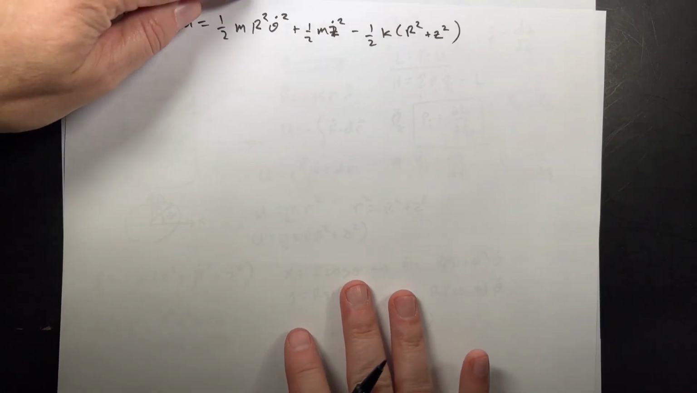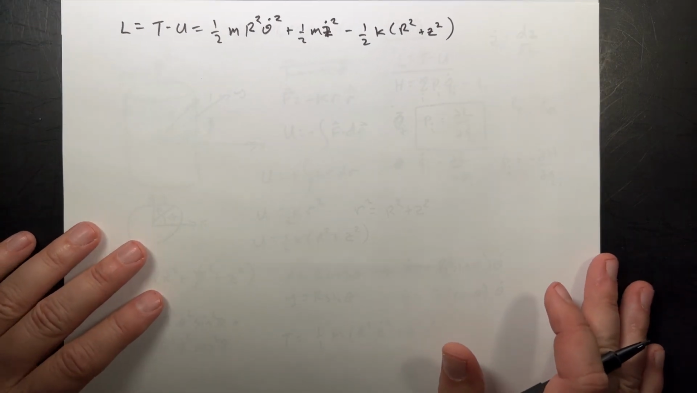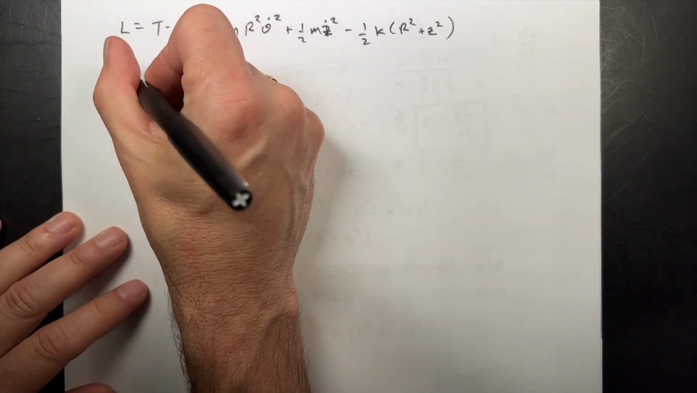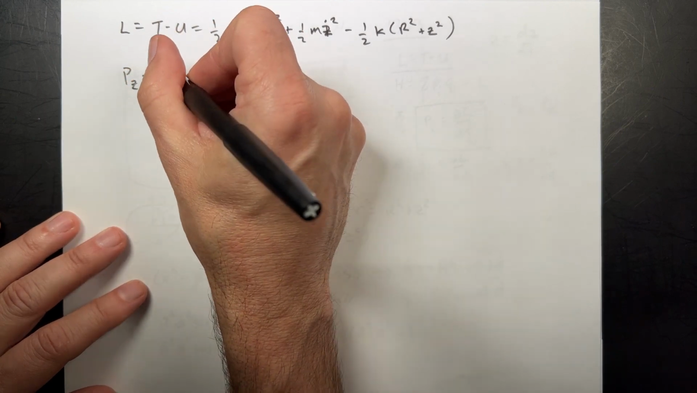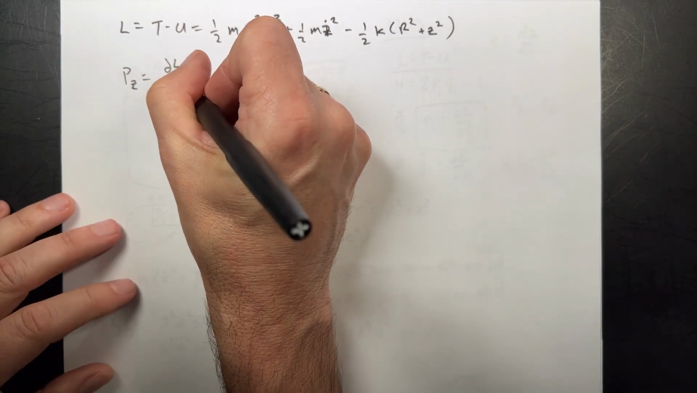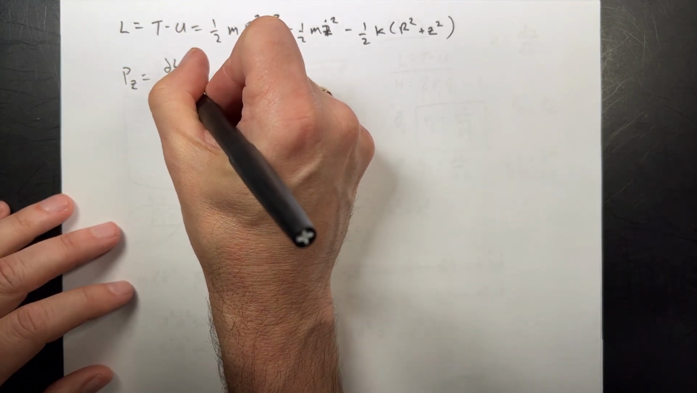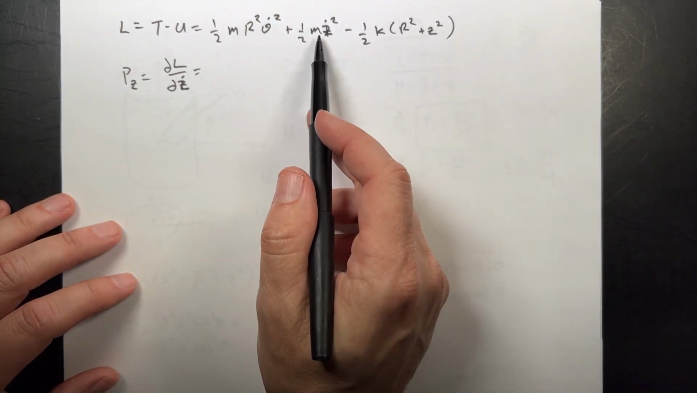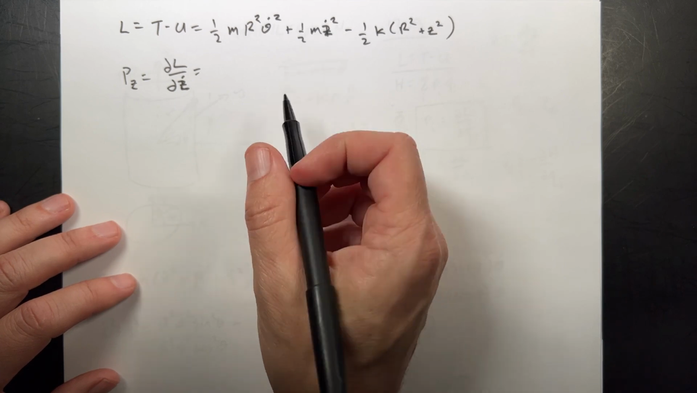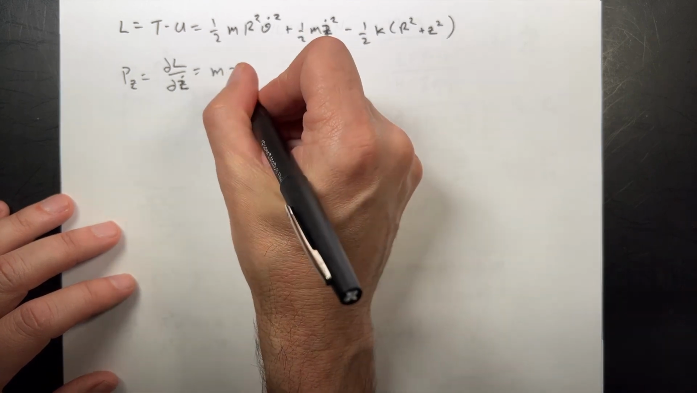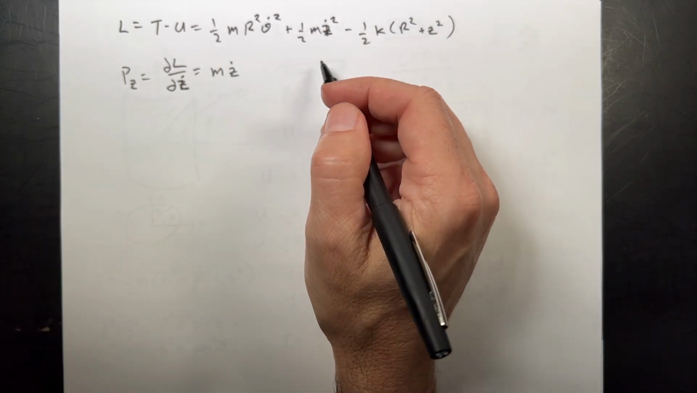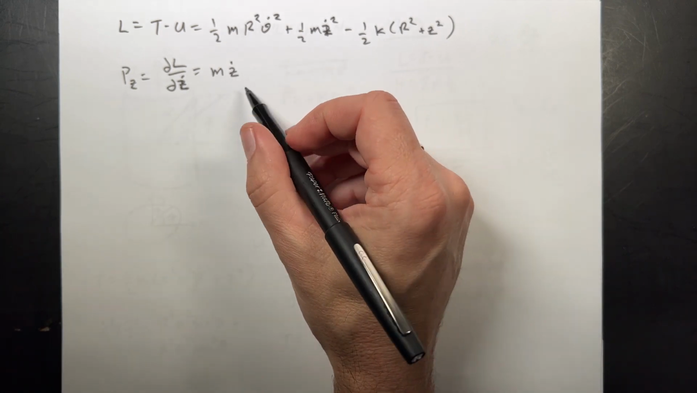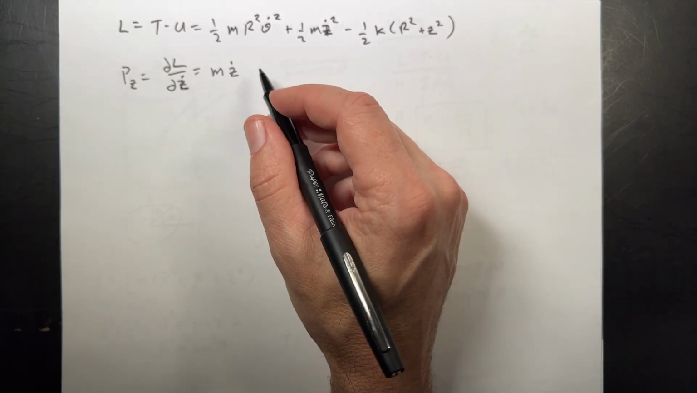Now that I have my Lagrangian, I can find my two momentums. So p z is going to be equal to the partial of L with respect to z dot. So if I take the partial of this with respect to z dot, there's only one term, it's right here. So the partial of this with respect to z dot is just going to be m z dot. So the 2 comes down, that cancels. And I mean, the momentum is mass times velocity, z dot is the velocity, that makes sense.